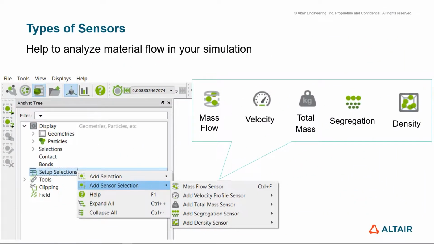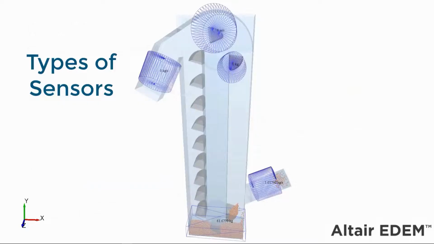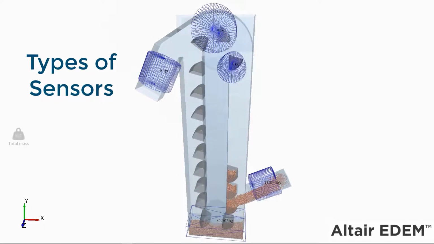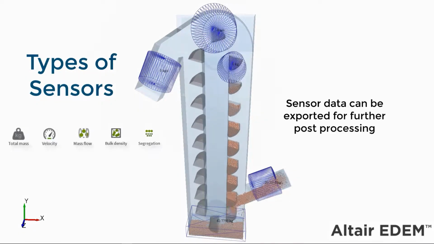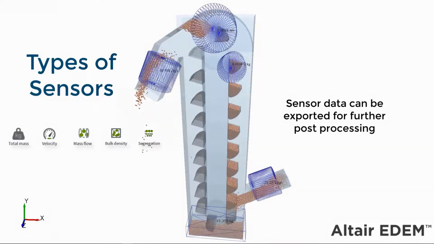Also, you have sensors in the EDEM Analyst, and they will allow you to measure mass flow rate, total mass, density, and velocity of your bulk material. When you use sensors, you are able to see the numerical value on the screen, but also you are able to export that data or do the plots in EDEM.